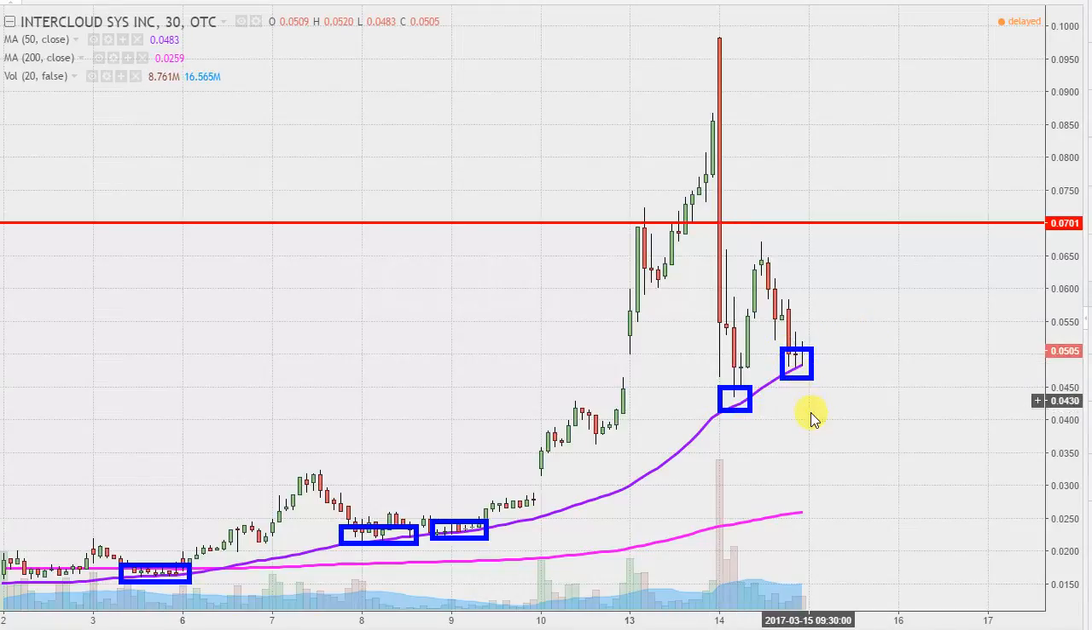Now, if the price breaks below that purple line, am I saying everything's totally ruined? I'm not quite saying that. Would things lose some attractiveness? Yes, the chart would lose some of its attractiveness.